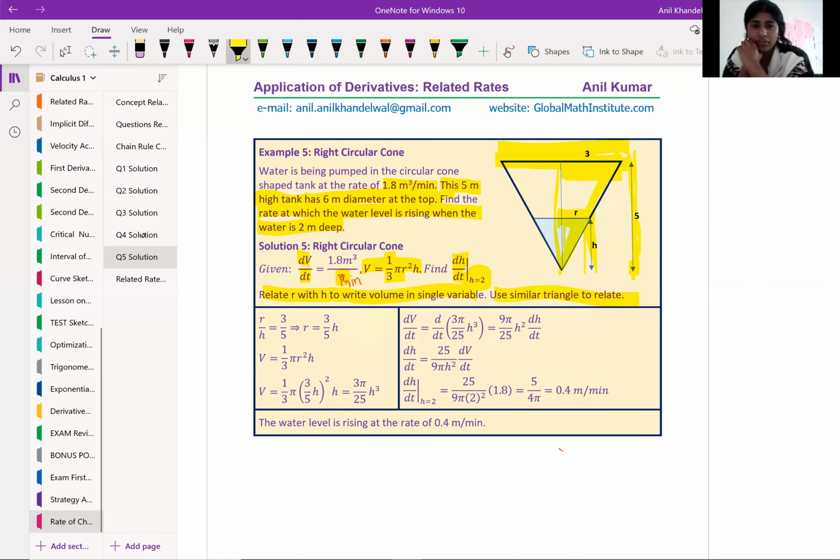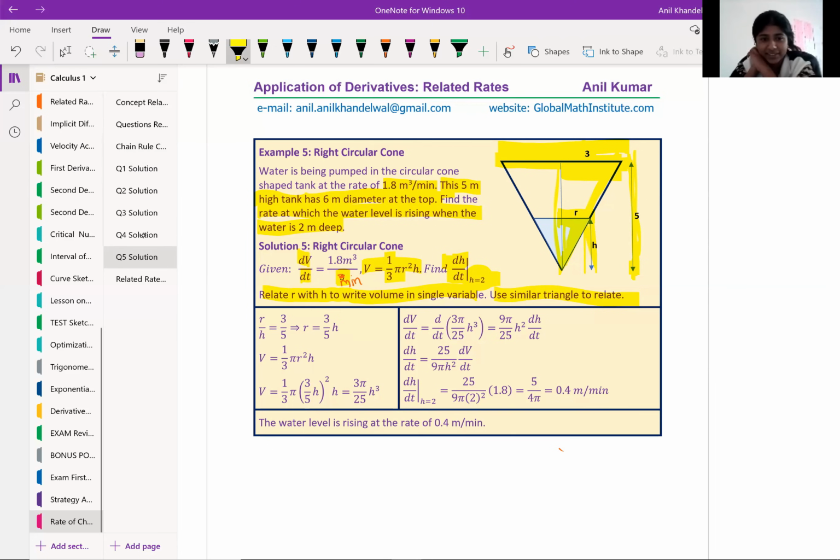In the expression, we are always working with dH/dt when H is 2. So we want to find what is happening when the height is 2. So you can't get rid of H. You should not get rid of H. You have to get rid of R. That makes sense.